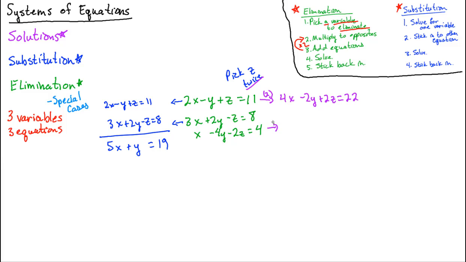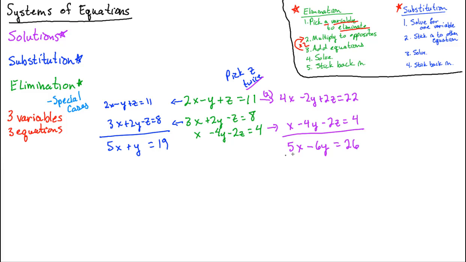We could times it by something if we needed to, if you ever find yourself in that situation. So we get x minus 4y minus 2z equals 4. And when we add these two together, 4x plus x, that's a 5x, minus 2y minus 6y, minus 6y equals 22 plus 4 is 26. Excellent. Now notice what we have here.